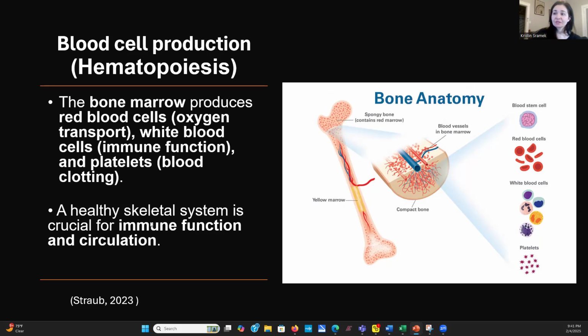So a healthy skeletal system is very important both for your immune system functioning and also for blood circulation, because your blood is made up of all these components, right? Over here on the right, this image shows you the inner parts of the bone, including the marrow, and it shows that the marrow is actually supplied with blood vessels itself. And remember, it's in the bone marrow where these particular blood cells are created. So we have the red blood cells, the white blood cells, and the platelets.